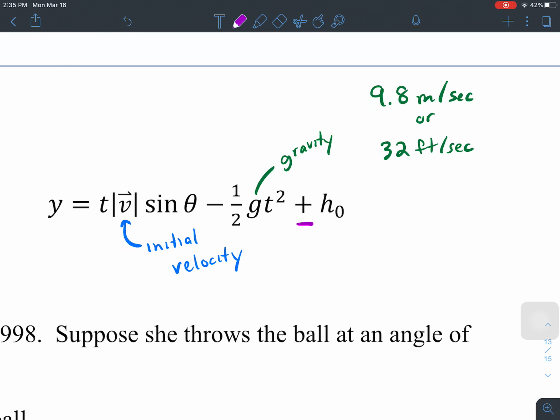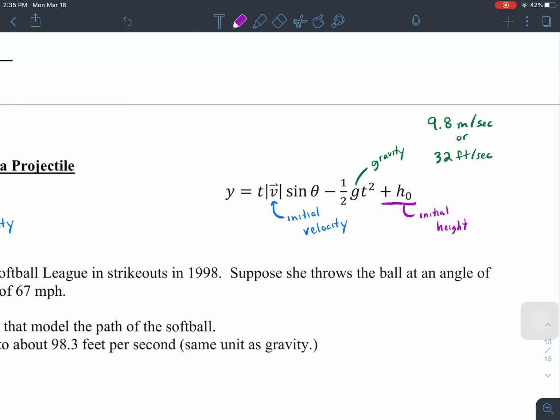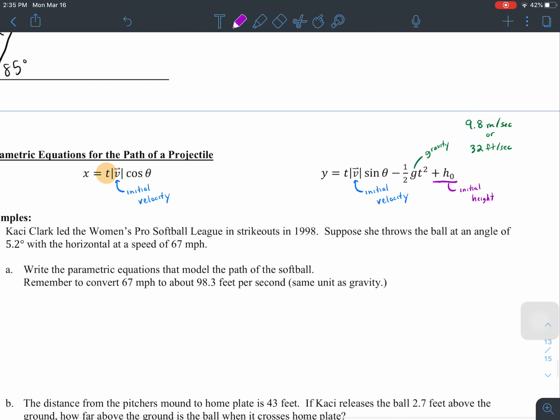And we also have to keep in mind something that is easily forgotten, that there is usually an initial height that an object is shot from. And that's what h sub 0 is. So these are the two equations that we use for modeling the path of a projectile with parametric equations. Our job is really to identify what these variables are. Keep in mind, gravity is going to be consistent. You just need to know which one to use. Do you use the 9.8 meters, or are you dealing with feet and you're going to use 32?